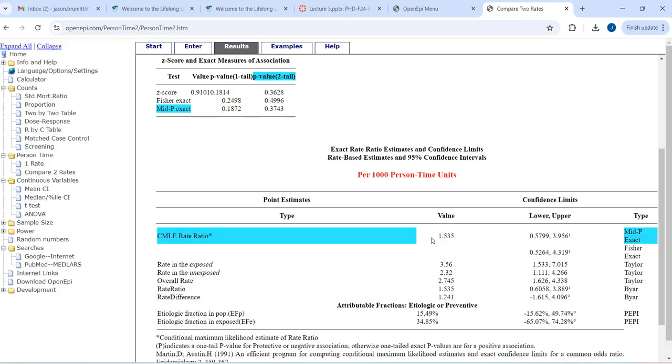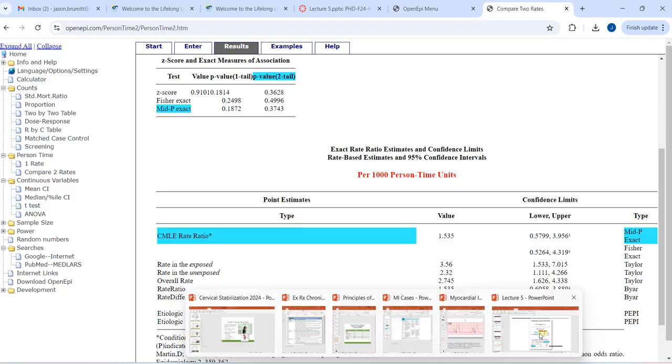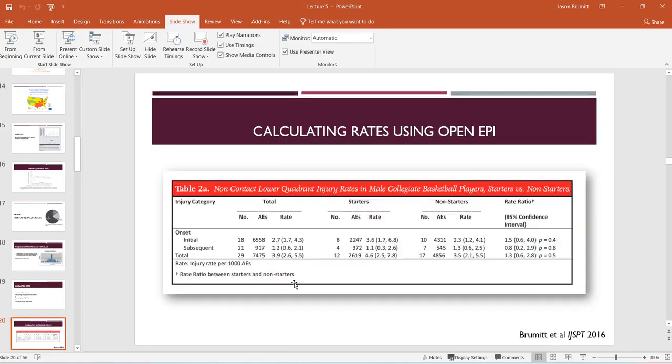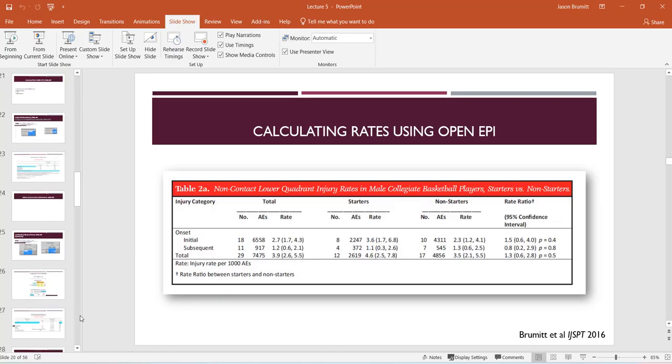What's nice when you do the 2x2, the rate ratio here, you can also get the rate in the exposed and in the unexposed. And so they give us 3.56, 2.32. If we go back to our PowerPoint, we can come back up to here and see that, hey, there it is, 3.6, 2.3, and then our 95% confidence interval and p-value over here with our rate ratio. So pretty easy to calculate those, correct?